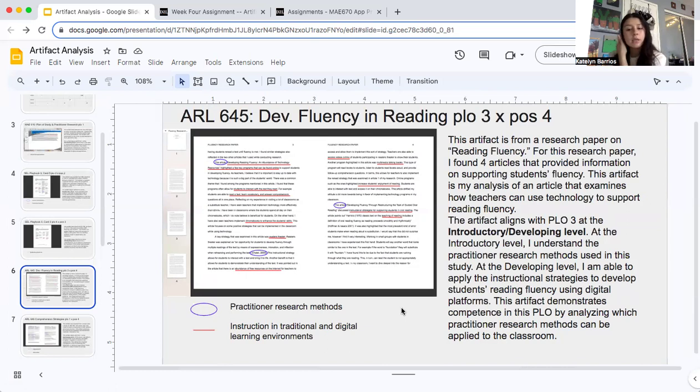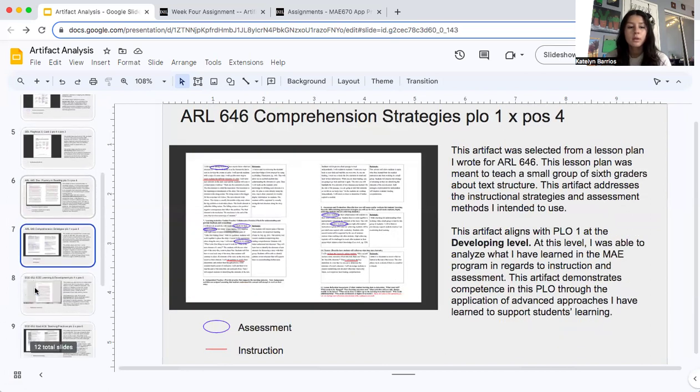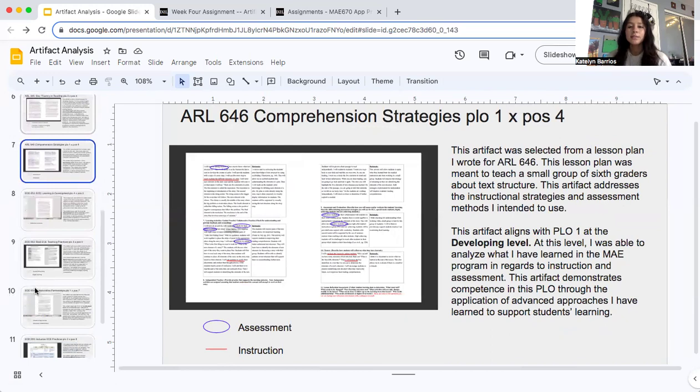And this artifact demonstrates competence in this PLO by analyzing which practitioner research methods can be applied to the classroom based in traditional and digital learning environments. This artifact was selected from ARL 646 comprehension strategies. Circled in blue are some assessment strategies, and underlined in red are some instructional strategies.